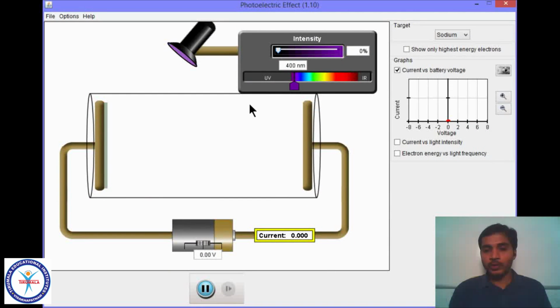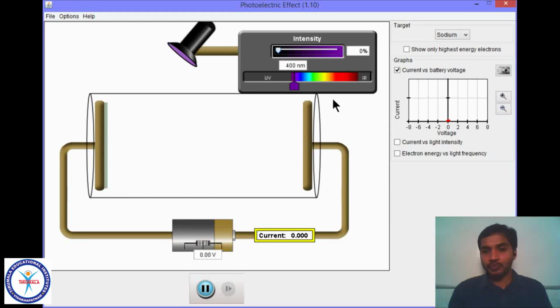There are some controllable parameters and some observable parameters. So here we have intensity. I'll be controlling this intensity. I'll be changing this, and I'll be looking at what effects it creates in the circuit. And you can also see the wavelength of light which I'm using here. It is presently set at 400 nanometers, which is basically in the blue spectrum of visible light.